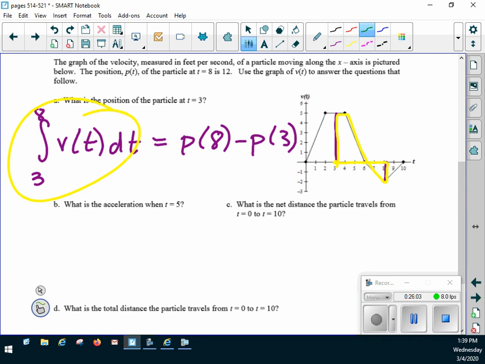Yes, sir. So, is this point right here 4, 5, or is that 5, 5? Is that 4, 5? That point right there. 4, 5?